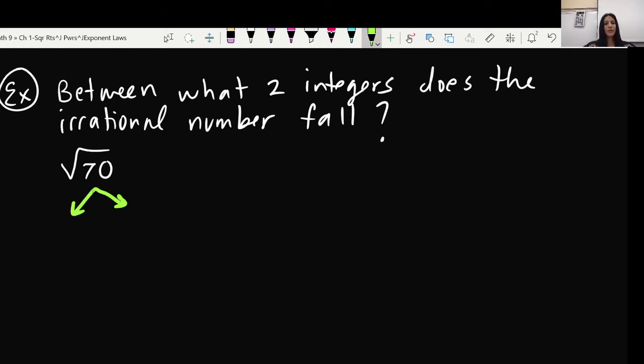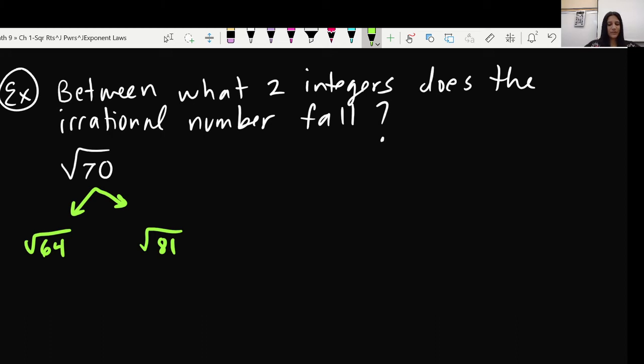So I'm going to look for the two closest perfect squares. If it says between what two integers, just to remind you, that would be two whole numbers, positive or negative, but not any decimals. So I want to know which two numbers this falls between. So the closest perfect square to this that's smaller is root 64. So you're getting a sense here, you really need to know and memorize your perfect squares from this. And the larger one would be root 81.